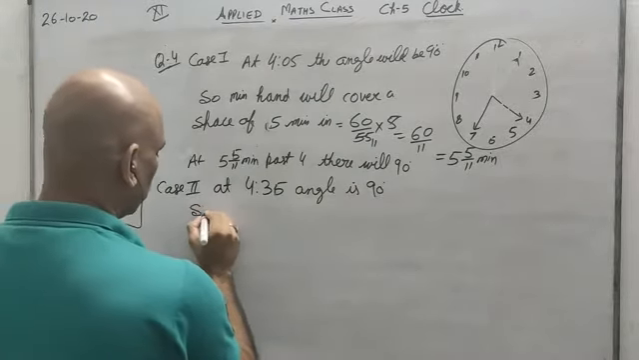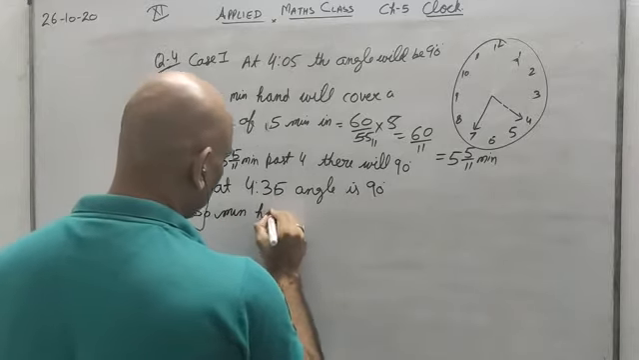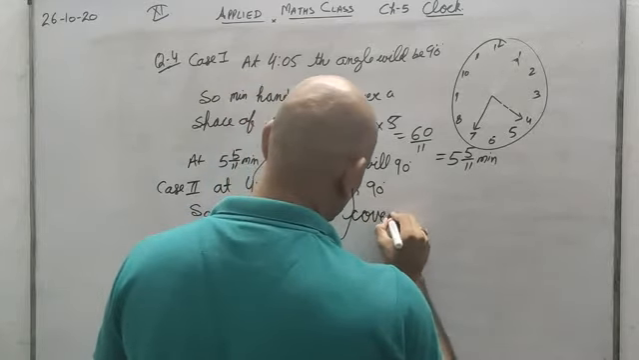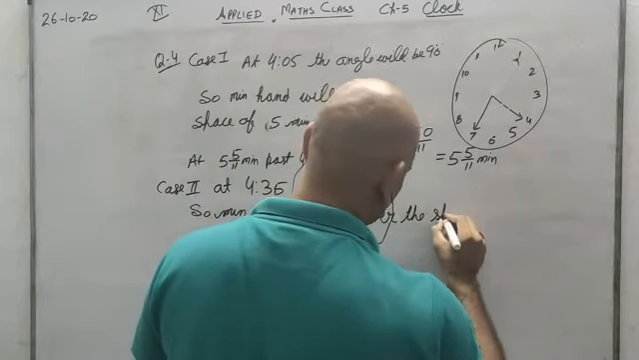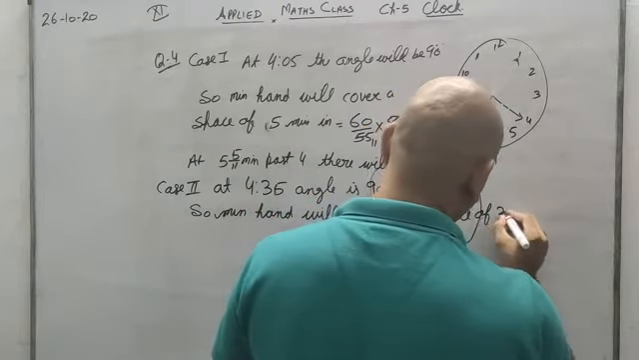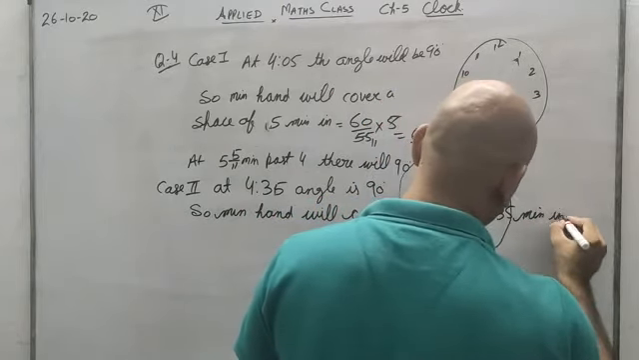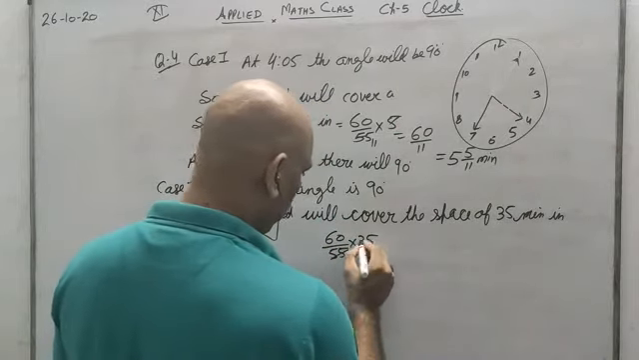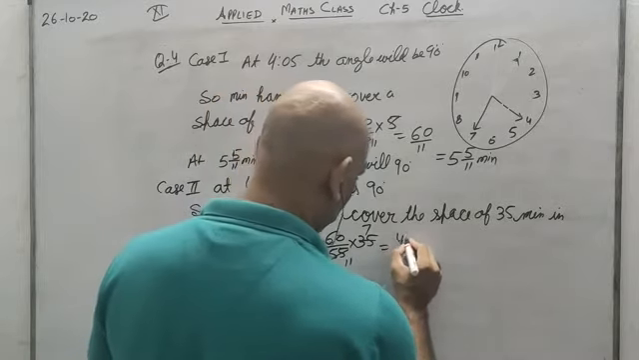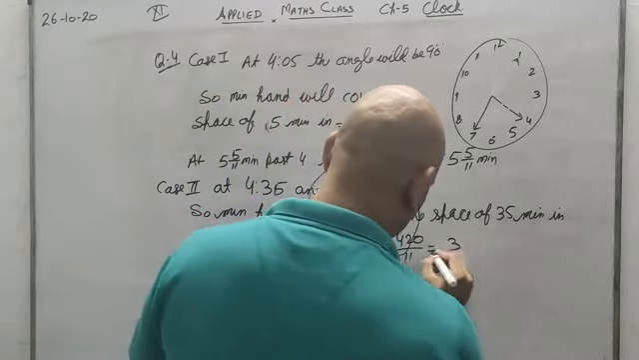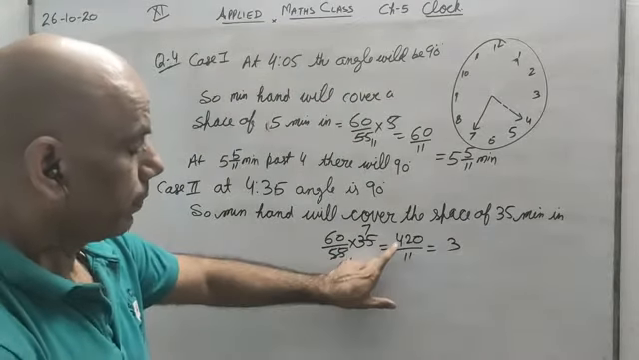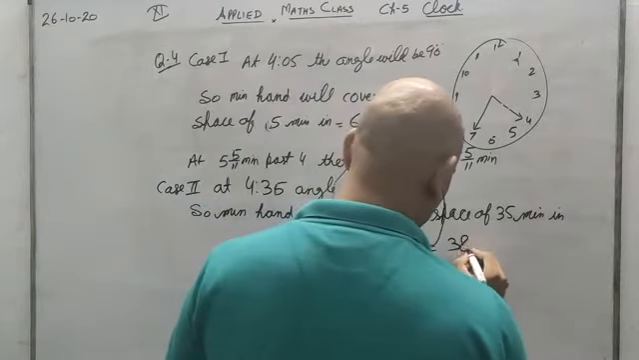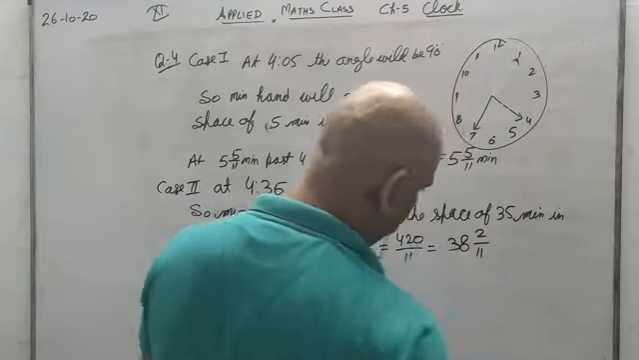So minute hand will cover the space of 35 minutes in 60 by 55 into 35. 5 7 ja 5, 11 ja 4, 20 upon 11, 3 ja 33. What left is 9. 8 ja 88. 2. 38 is to 2 by 11.